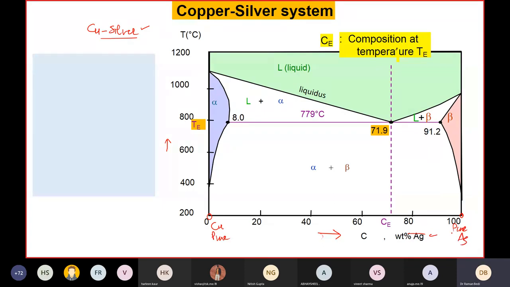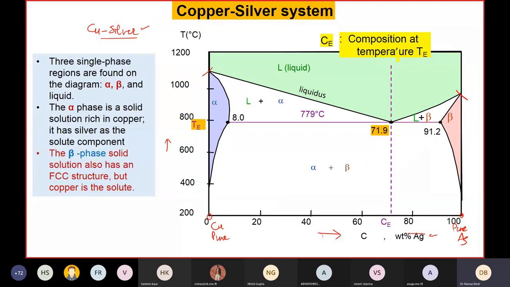And this end is pure silver. Let's look at the other points: the melting point of copper and the melting point of silver. Here I have pure copper, 0% silver. When I start adding silver into copper, you start forming what we call a solid solution.